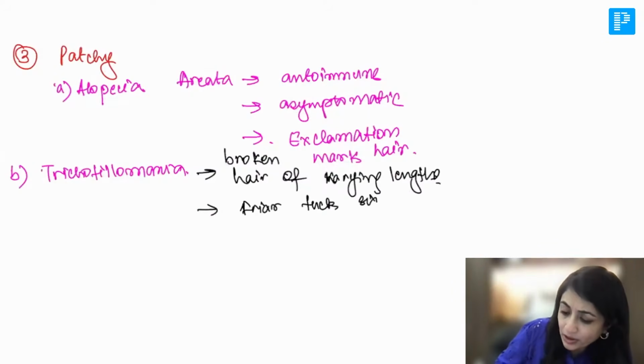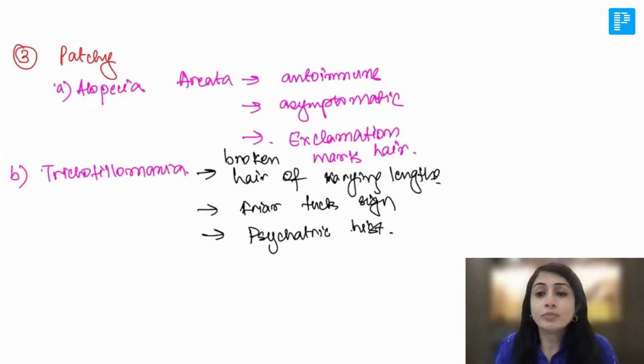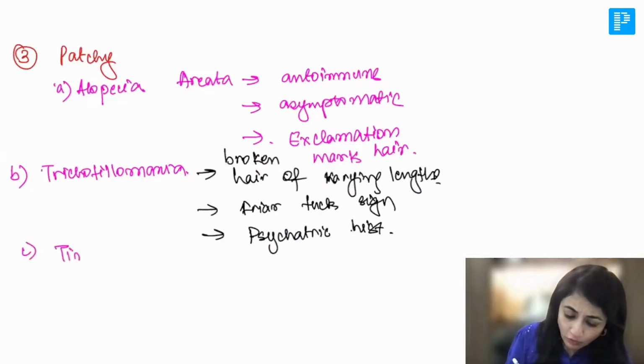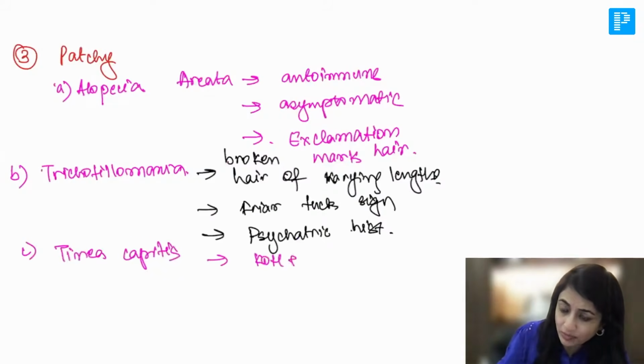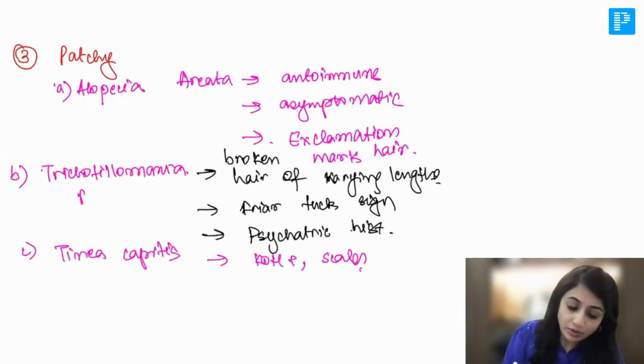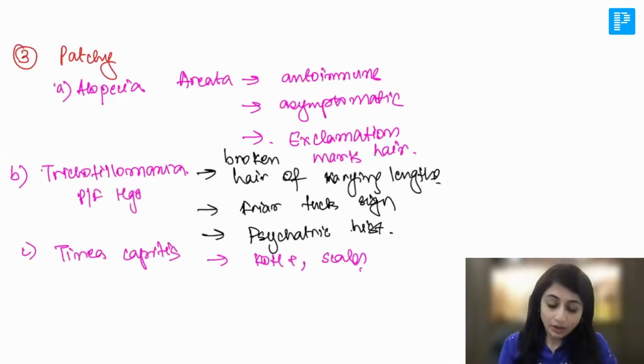Very importantly, here you will get some psychiatric history. Patient is isolated, something like that would be given, right? The third kind of patchy alopecia would be tinea capitis, in which you would see KOH being positive. You can see some scales. Yes, you're right. You also see perifollicular hemorrhages here, because here the patient is pulling the hair. So there are perifollicular hemorrhages, right?